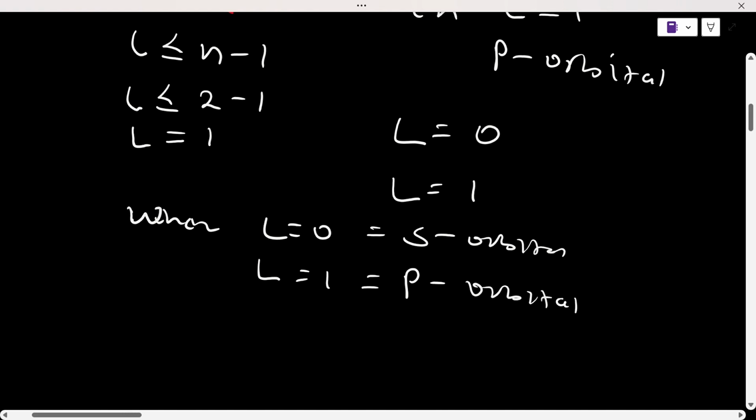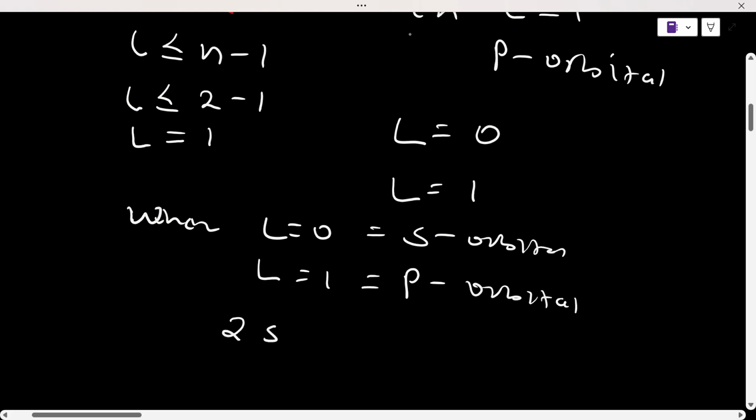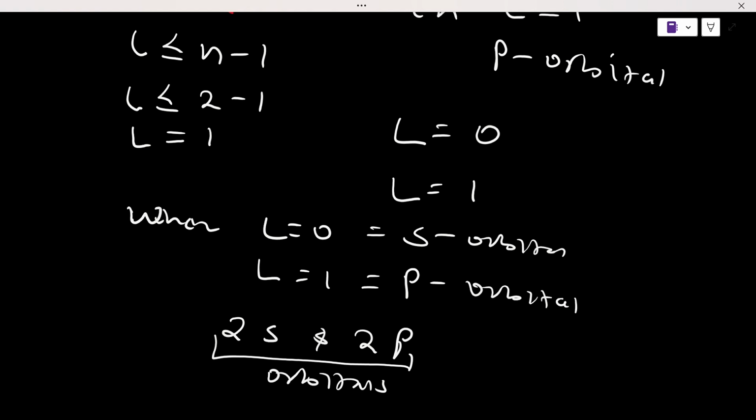So in terms of electron arrangement, I'll simply say I'm referring to 2s and 2p. These are the orbitals that whenever the principal quantum number is 2, the angular momentum number can only be 0 or 1.